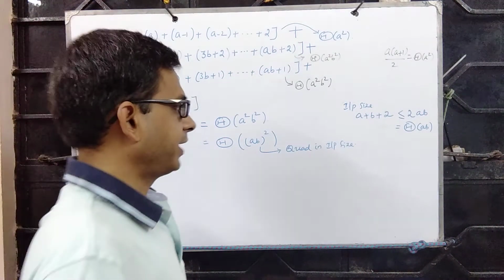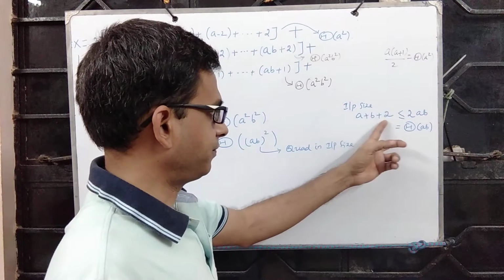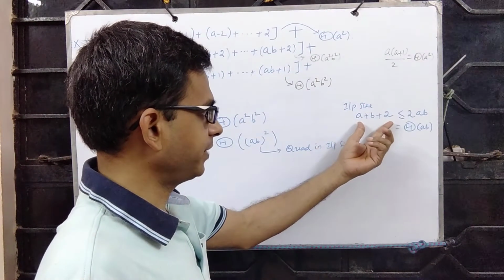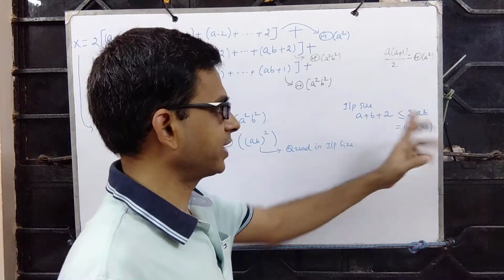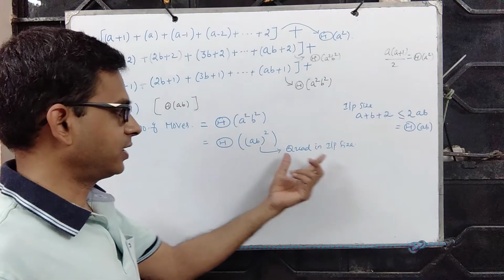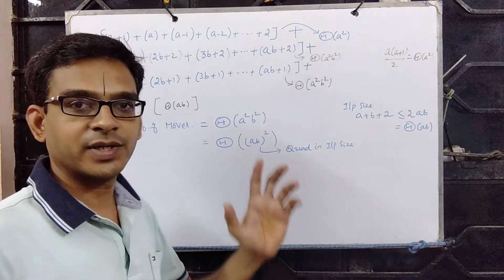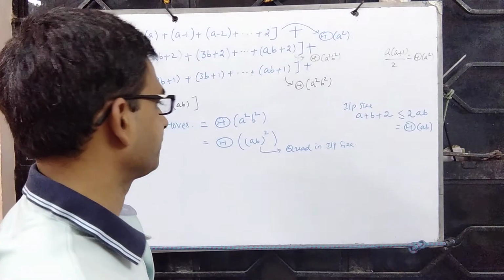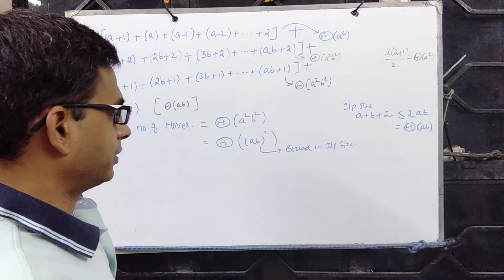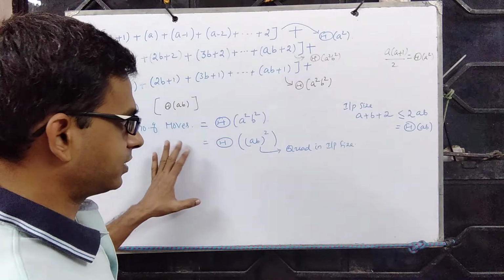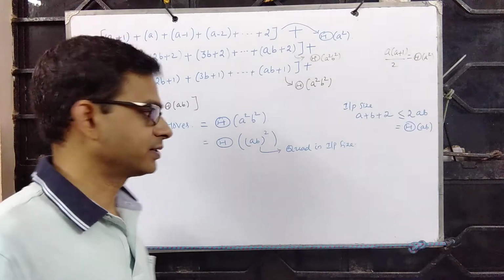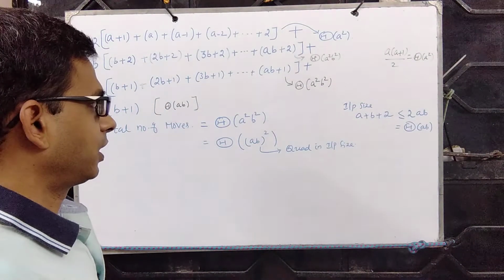So both A and B are part of the input, so the total number of bits we occupy for the input encoding is A plus B plus 2, which is at most 2 times AB, which is theta of AB. So which means this can be rewritten as AB the whole square, which is quadratic in input size. So that shows that this algorithm runs in quadratic in input size. Okay.